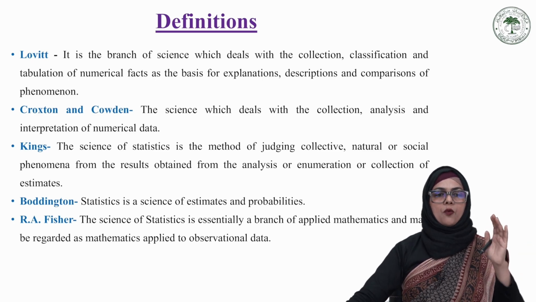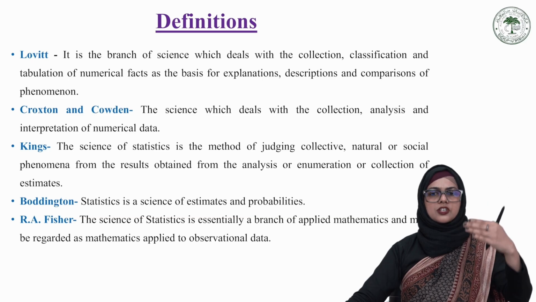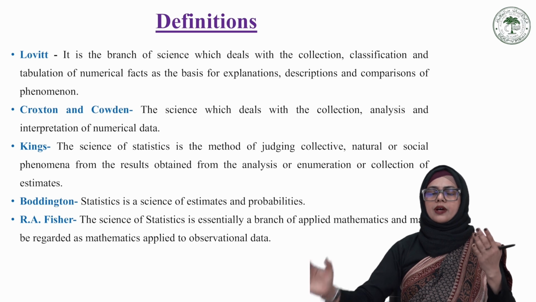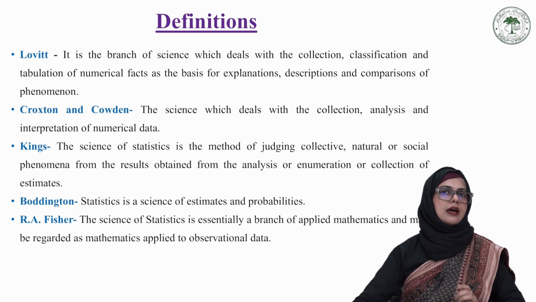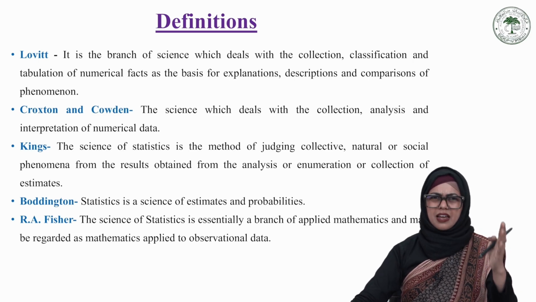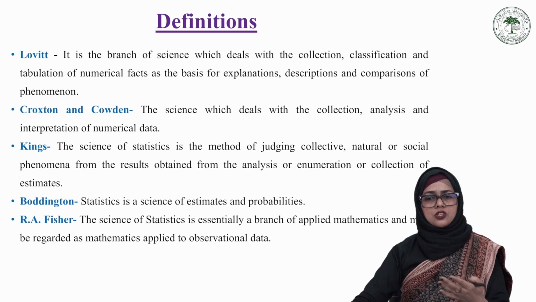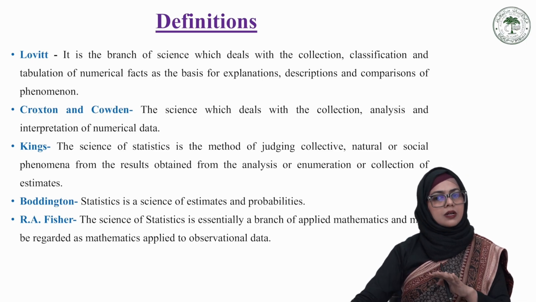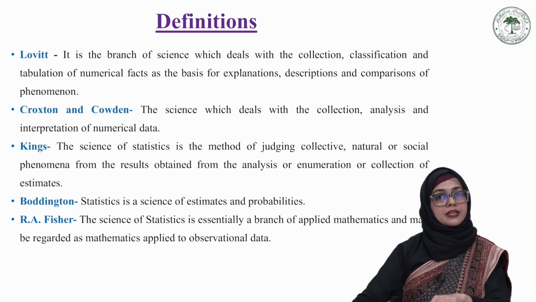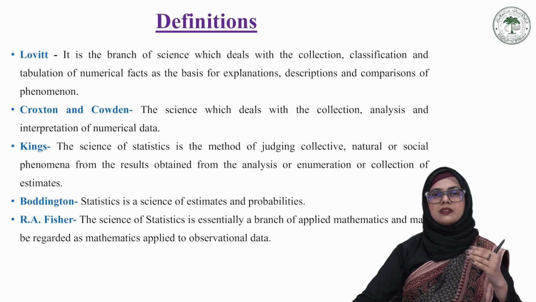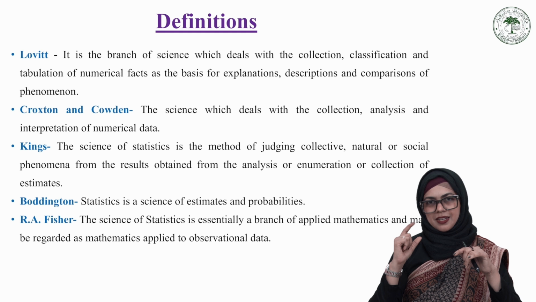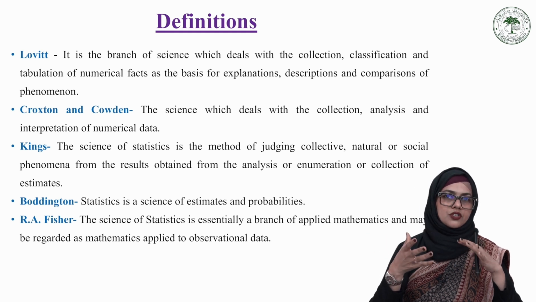So what do we find? We find that all the definitions deal with numbers, with quantitative facts and numerical data, and how we are collecting it, classifying it, tabulating and analyzing it. Further, all these definitions also stress describing, explaining, comparing, judging and so on in different fields using data. Especially in Bording's definition, he talks about estimates and probability, acknowledging the inferential aspect of statistics. I'll be explaining in the later part of my slides what inferential actually means here.